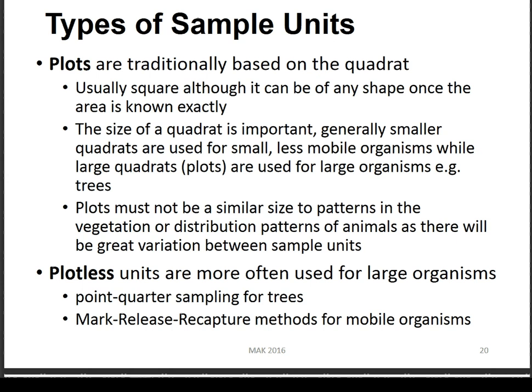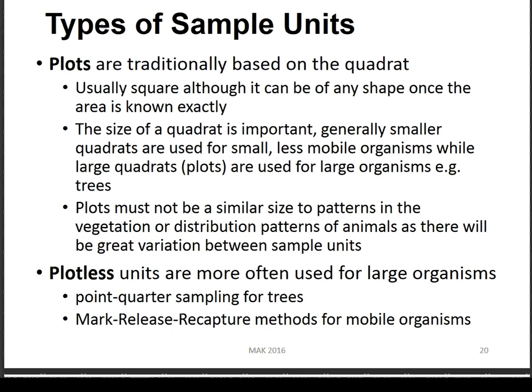Okay, the good thing about plots is it's very easy to get an abundance measure when you're using a plot, because you've got a known area, and if you're, say, measuring the number of individuals of a particular species within that known area, you've got a very good estimate of density. Okay, so plots are very useful, particularly when you're doing some sort of quantitative or abundance measure.